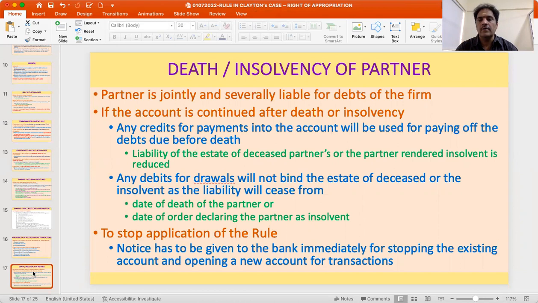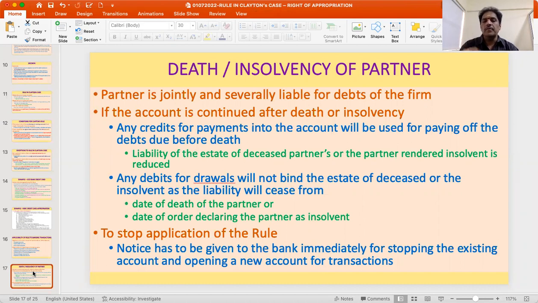Then any debits for drawals will not bind the estate of the deceased or the insolvent, because the principle is that if a partner or a joint account holder dies or becomes insolvent, his liability for acts of the firm will cease from the date of death or from the date of insolvency. So any new debts, or any new drawals in that particular account, will be the sole responsibility of the surviving partners.